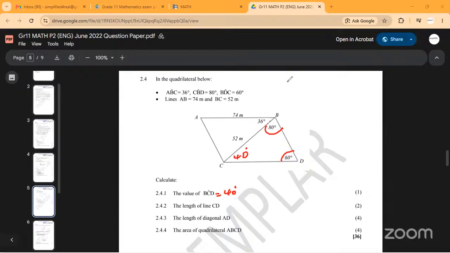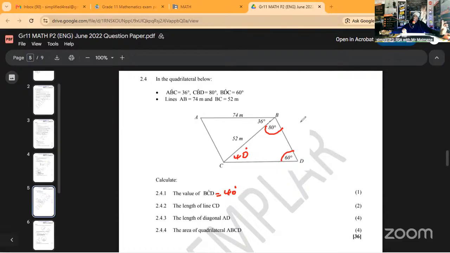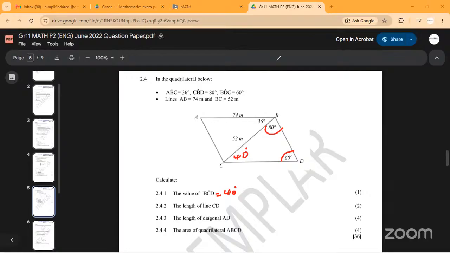Okay. Yeah, I'll send another link. I just have to attend to something. If I can proceed, let's pause from there, but try it. Try 2.4.1 to 2.4.2. We'll come back now. To find CD, you can use the sine rule. We'll take it back from there. Remember the sine rule, ne? Yes. Sure. I'll be with you.